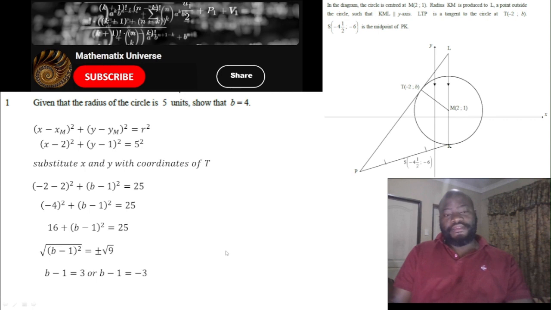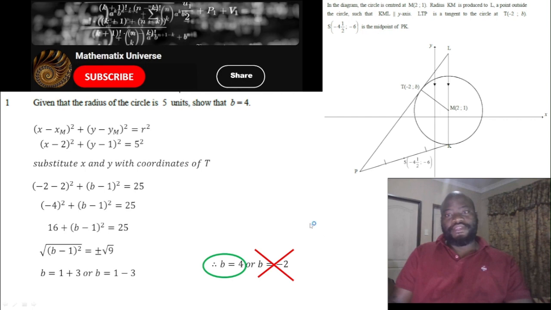Then we get b minus 1 equals 3, or b minus 1 equals negative 3. We take 1 to the other side. b equals 1 plus 3, or b equals 1 minus 3. Then b becomes 4 or minus 2. Then we look at the position of T. The point T is above the x-axis, which means we'll accept the positive value of b and reject the negative value of b. So yeah, that's how the first one is done.